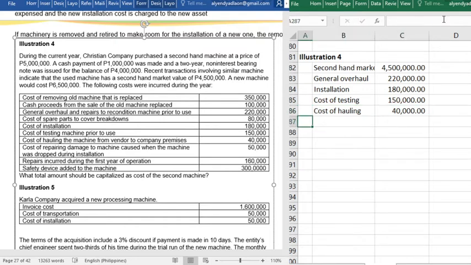Cost of repairing damage to machine caused when the machine was dropped during installation. Now take note class that this is already the negligence of the worker or the management who is assigned to the installation of the machine. So this damage is not necessary to prepare the machine for its intended use, but rather a part of the negligence of the worker. So therefore, we must expense this immediately. Okay? That is a cost of negligence.